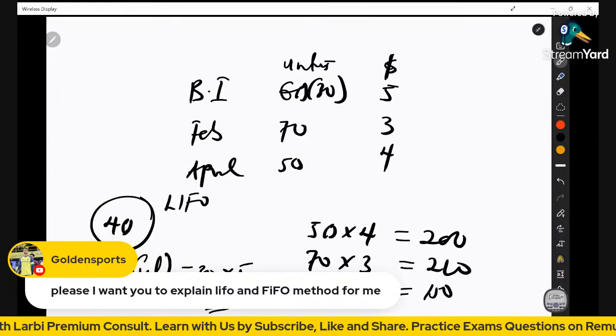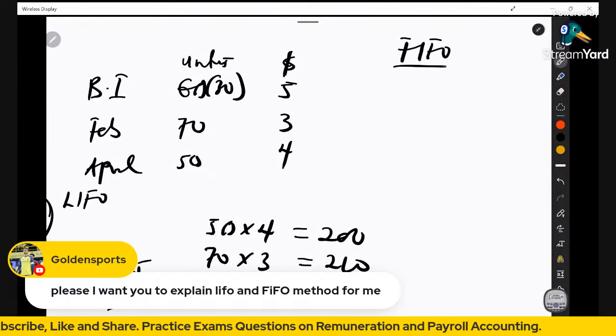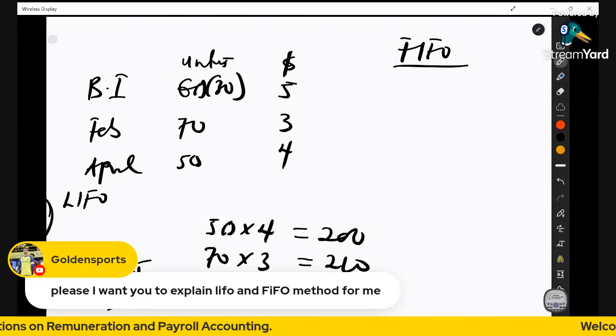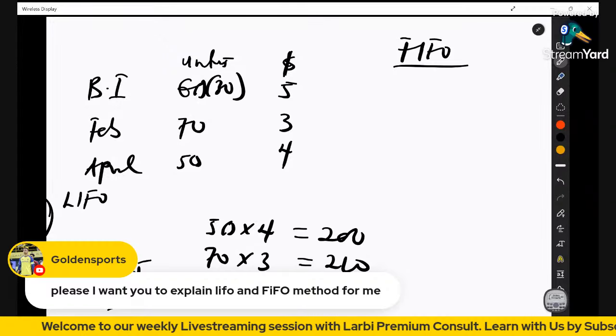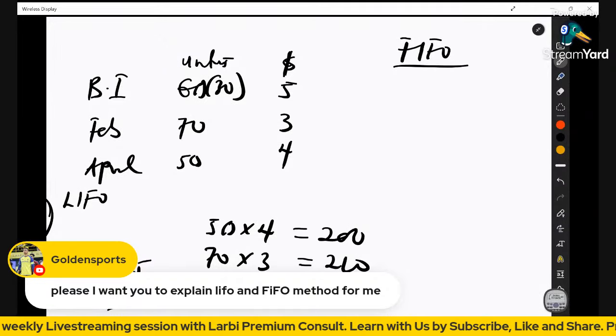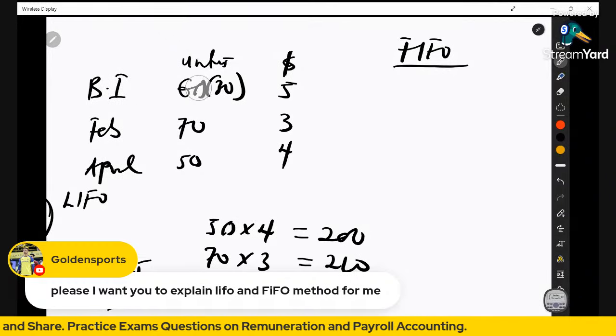If you are to use the same information to calculate the FIFO method, that's first in, first out. The principle says that whatever inventory came in as the oldest should be the one that goes out first. Oldest means the inventory that has been in stock for a number of periods. So first in, first out. Out of this information that you see here, which of these inventories came in first? That is the beginning inventory, right? It has been in stock for a number of periods, so that should go out first.